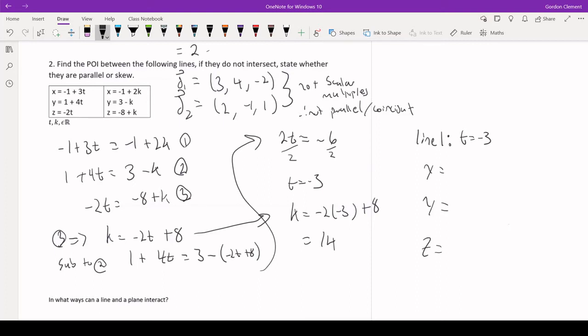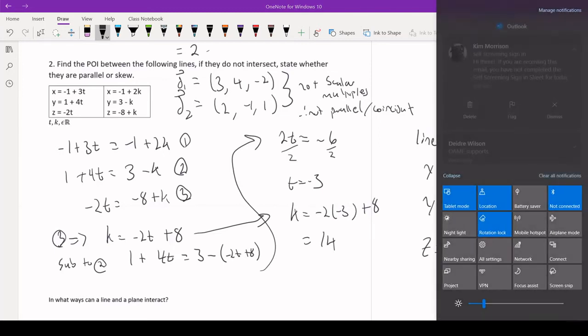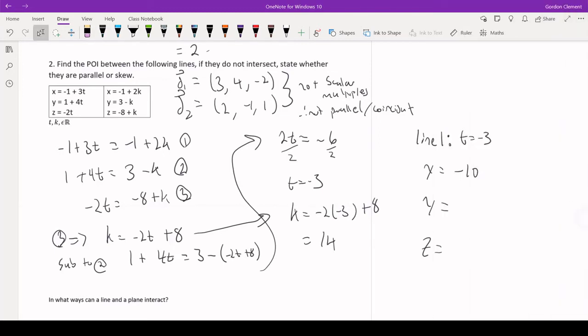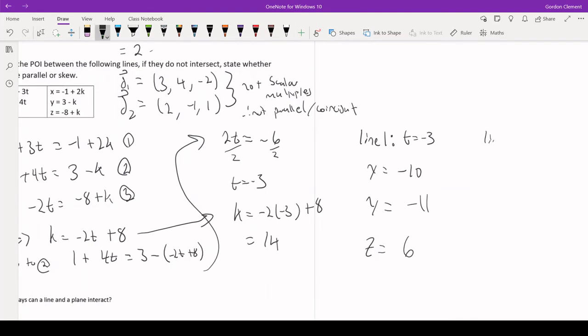So I'm going to go to line 1. I'm going to plug in -3 for t. So x is going to be -1 plus 3 times -3. So that's -9 plus -1 is -10. Y is going to be 1 plus 4 times t. So that's going to be -11. And then -2 times -3 for z is going to be +6. And line 2, we're going to plug in the k value we found, which is 14, and get x, y, z.